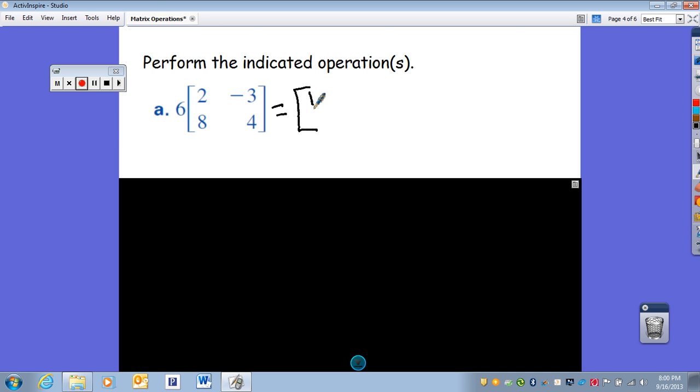So 6 times 2 would be 12. 6 times negative 3 will be negative 18. 6 times 8 would be 48. And 6 times 4 will be 24. And that is our new matrix.